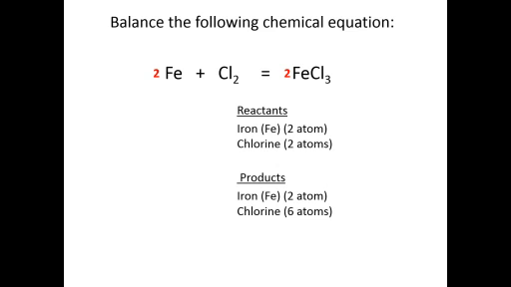But then you have to look at your chlorine. Your product has 6 chlorine atoms. That would mean you'd have to have 6 total chlorine atoms in your reactants. So how do you get that? You put a 3 in front of the chlorine in the reactants, and everything balances out as it should.